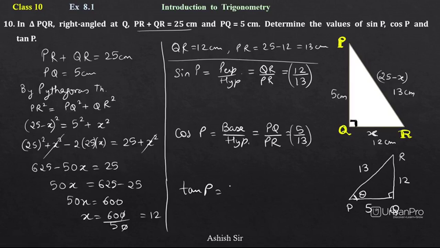Now we need to find out tan P. Tan P is perpendicular upon base. Perpendicular will be QR, base will be PQ. So QR is 12 and base is 5. So tan P is 12 by 5.